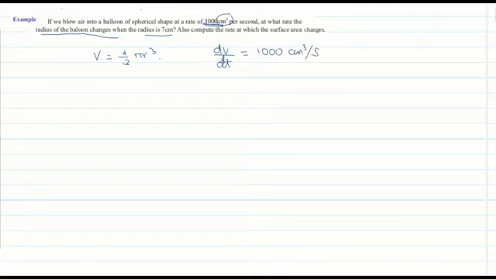You may ask one question: Sir, why should we put dv by dt? Because they mentioned 1000 centimeter cube per second. Okay, children, with respect to time, the volume is changing. So, dv by dt is given. Now here they are asking what is the rate of change in the radius of the balloon.